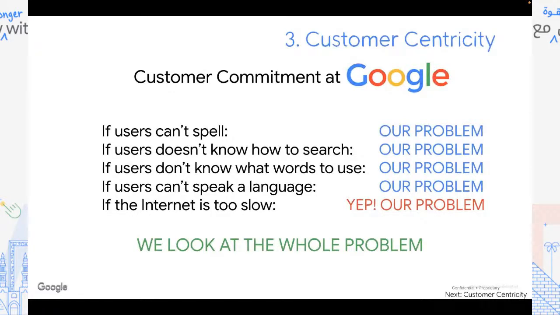So yeah, number 3, I've talked a little bit about this already, and this isn't anything new. This is, I guess, Google's view, and particularly Google Search's view, on customer centricity. This notion that even if you can't spell, that's not your problem, it's our problem. If you don't know how to search, that's our problem, not your problem. All the way down to, if the internet's slow, I'm on a 2G phone in the middle of Africa, that's not your problem, that's our problem.